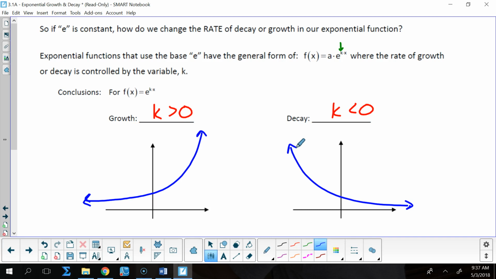Good question. So if k is 0, then what's my exponent? My exponent is 0. Because if k times x, right? If k is 0, it doesn't matter what x is, it's going to be 0. And so my function will always be equal to 1. So if k is 0, I have a constant function at 1. Okay? So that's neither growth nor decay. So the one condition is k can't be 0. Okay? Good question.